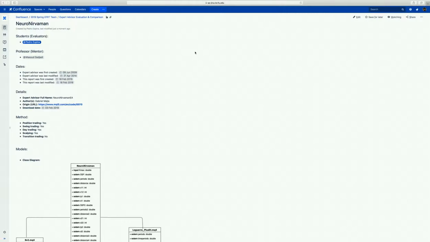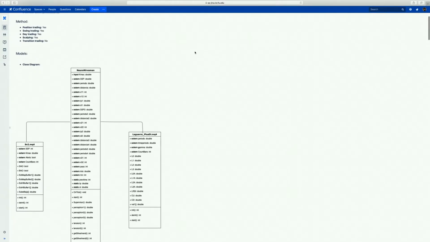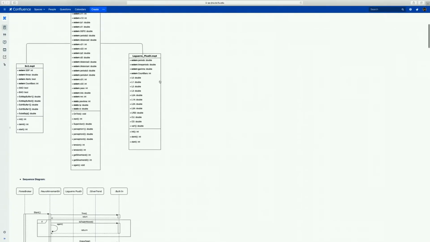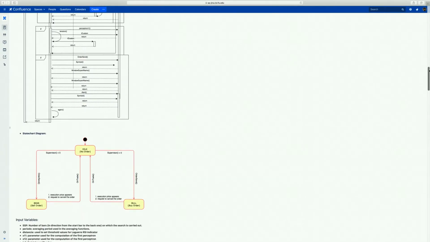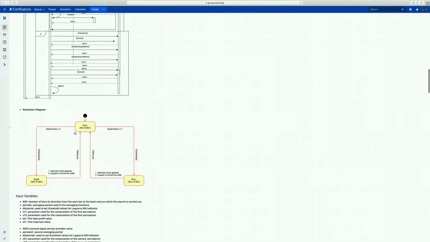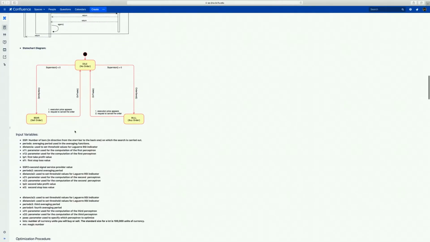We're going to start this code review by taking a look at the class diagram. The first thing to note is that there are two dependencies for the Neuronirvaman expert advisor. These are two indicators. The next thing that I would like to do is show you the state chart diagram, which gives us an overview of what the code is doing. I'll also show you the input variables.